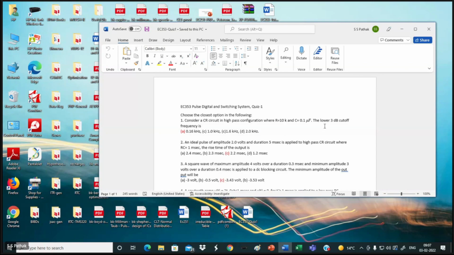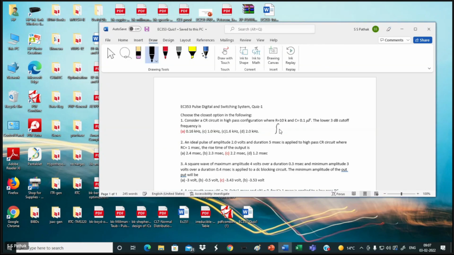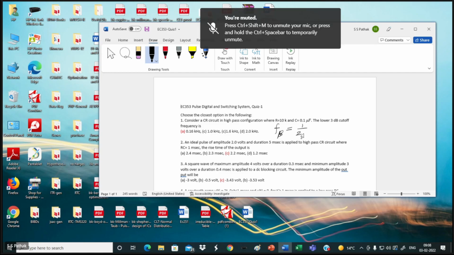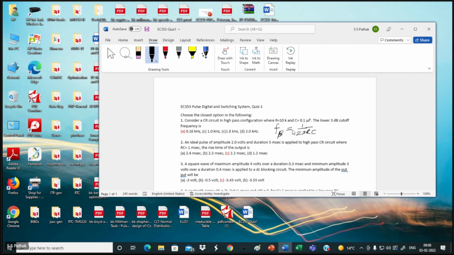I'm putting here, this answer will be F3 dB. Sorry, lower cutoff is 1 by twice pi R into C. That you already know the formula. Put the formula, get the answer. I think 0.16 is coming closer to this.